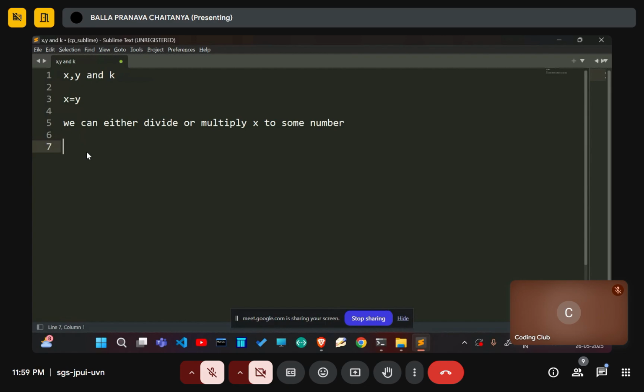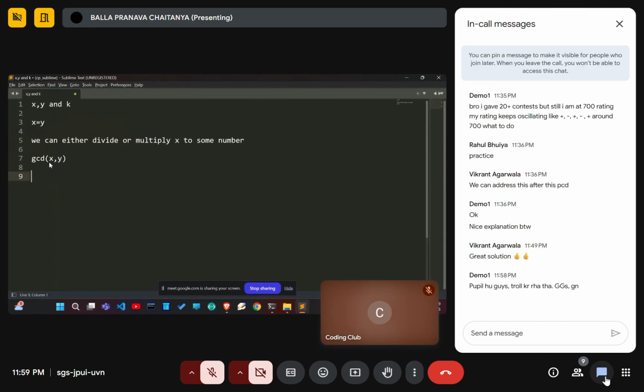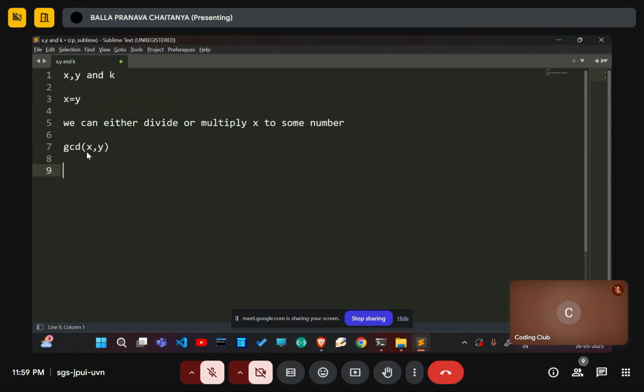First of all, x and y will have something common in both of them. What is the number that they have in common? That is simply the GCD of x comma y. We can find the GCD in logarithmic time using the standard template library. After we find the GCD, we have the number which is common in both x and y. Now, the number which is in x but not in y will be x by GCD of x comma y.